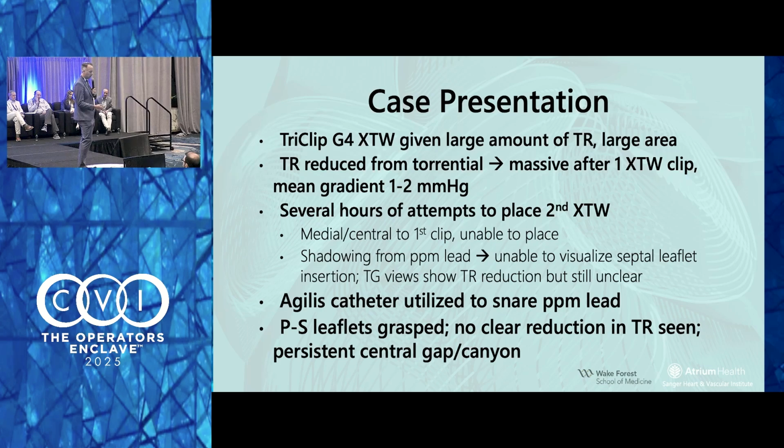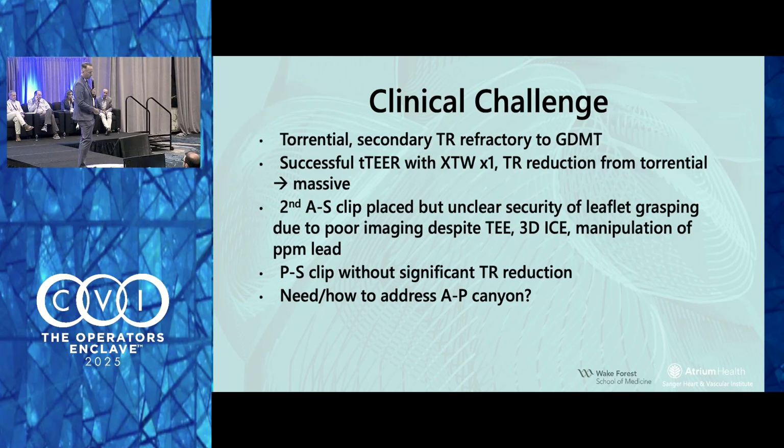We were able to get a grasp in the posteroseptal area, but it really didn't reduce the TR that much. There was still that persistent canyon. So the challenge here, torrential TR, refractory to meds, we got one clip on. We still have probably a massive residual after one clip. Second clip, not confident. What do we do next?